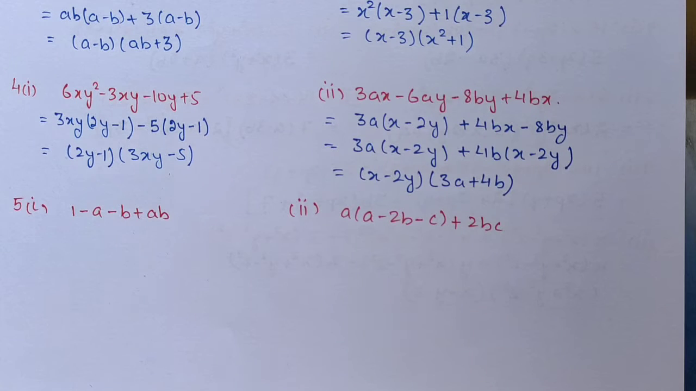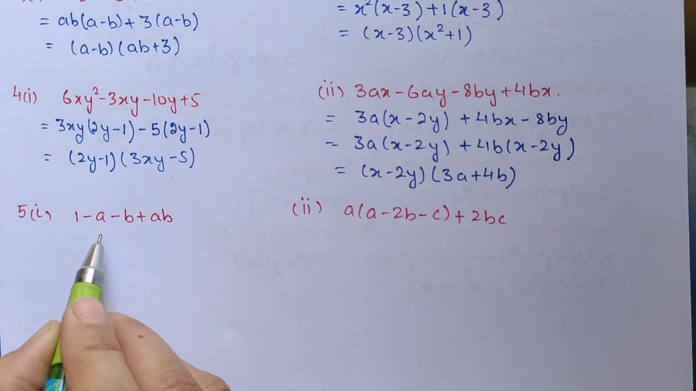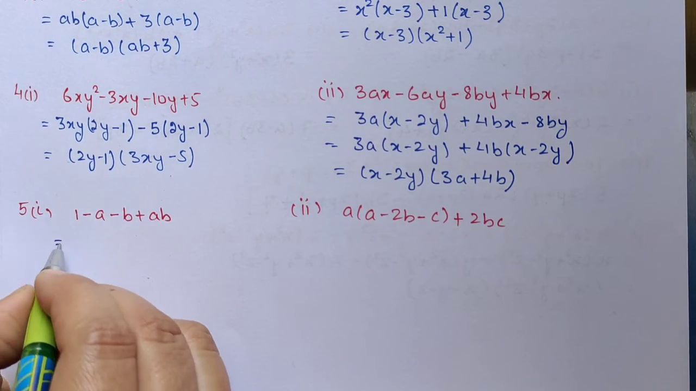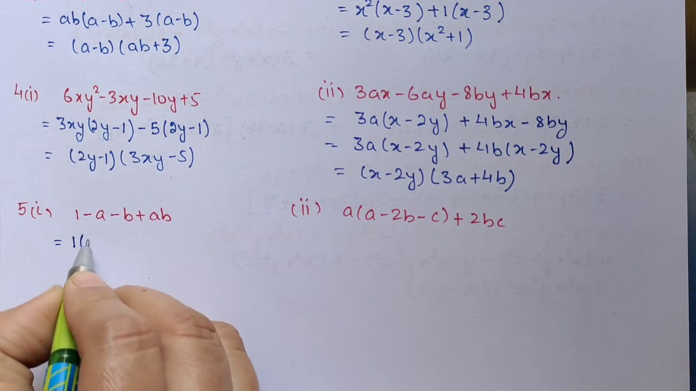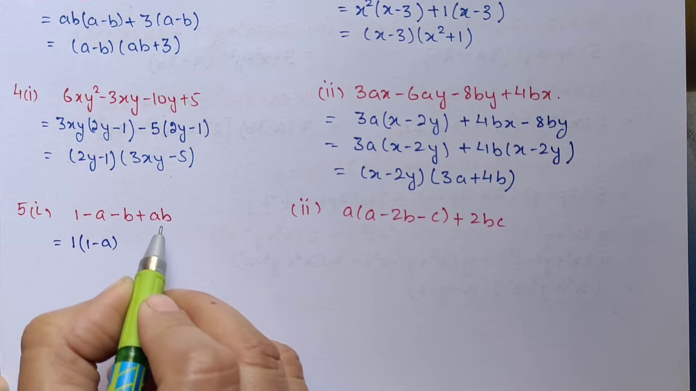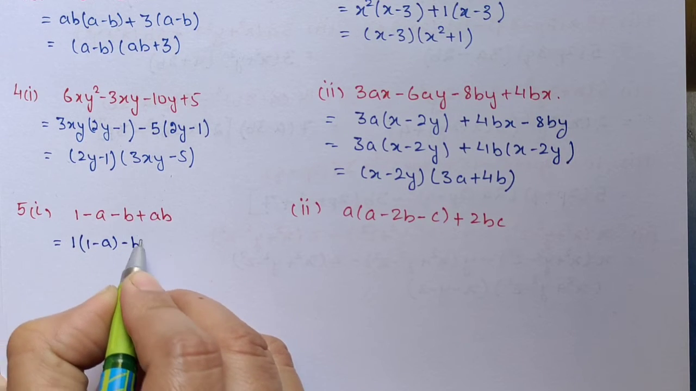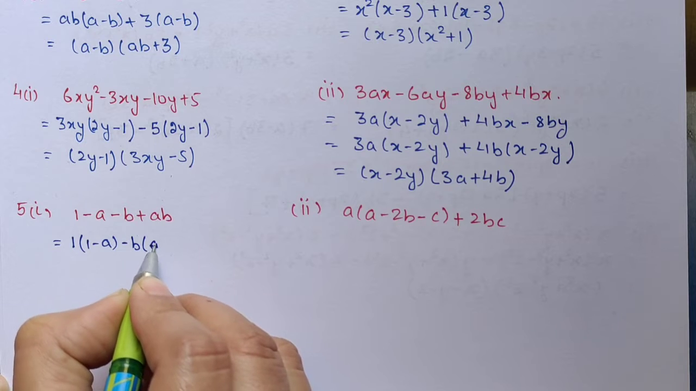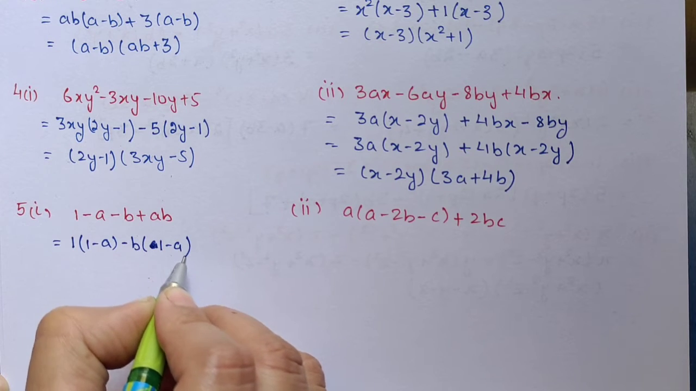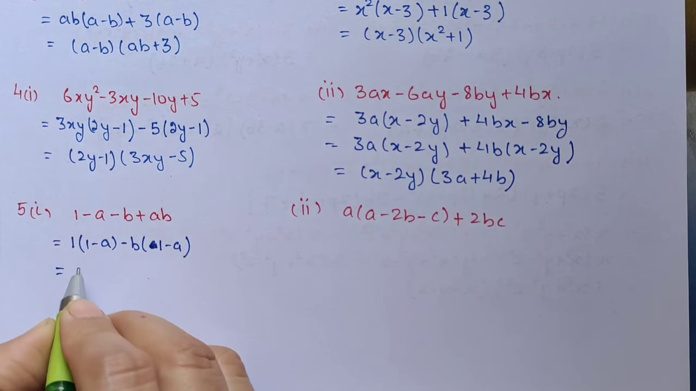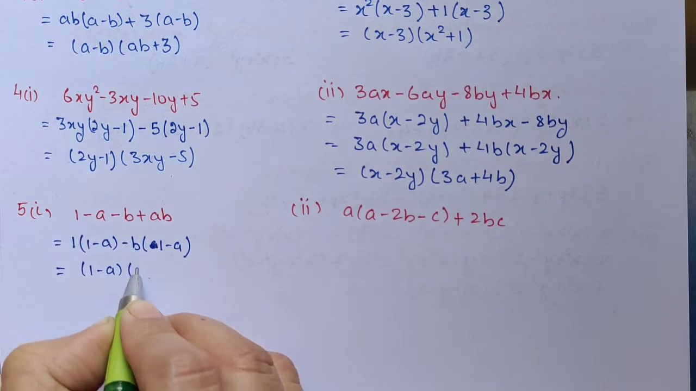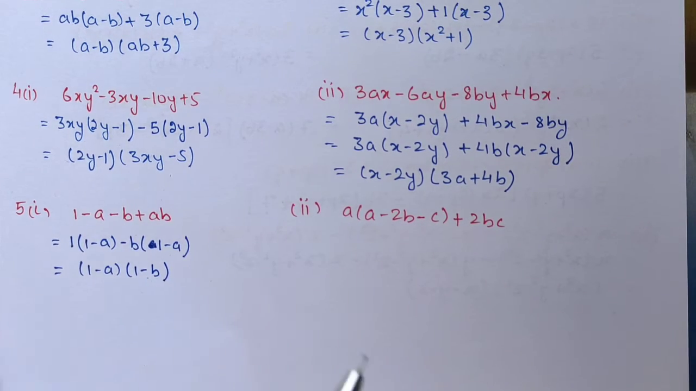Question number 5, first part: 1 minus a minus b plus ab. From the first two nothing is common, so we will take 1 as common. Inside the bracket, 1 minus a. From the last two we can take minus b as common, then inside the bracket 1 minus a. Now 1 minus a we can take out common, and another bracket will be 1 minus b.